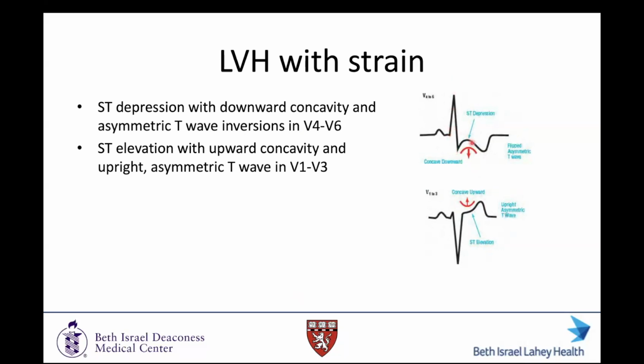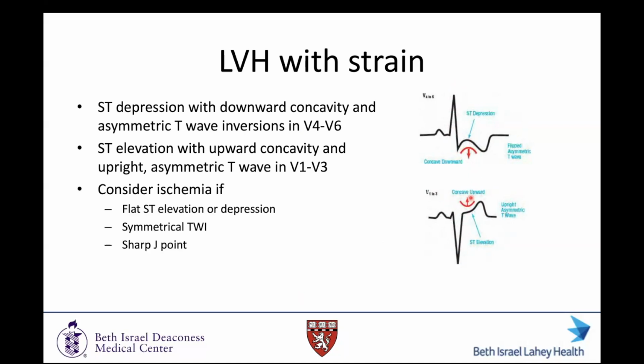This is a lot of words basically to say that in areas where you have this tall R wave, you can expect to see some discordant changes with ST depression. So we're going in the opposite direction of our R wave. And in areas where you have a deep S wave, you can expect to see some ST elevations, discordant changes in the opposite direction that can be indicative of strain. However, you always want to consider ischemia. Ischemia is more likely if you're having flat ST elevations or depressions, symmetrical T wave inversions, or a sharp J point. And you also have to consider the patient itself as well.